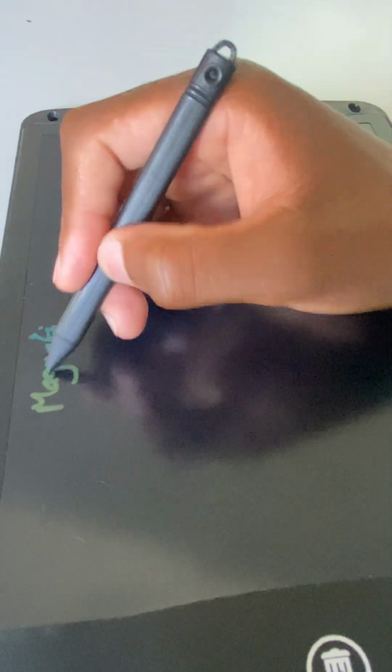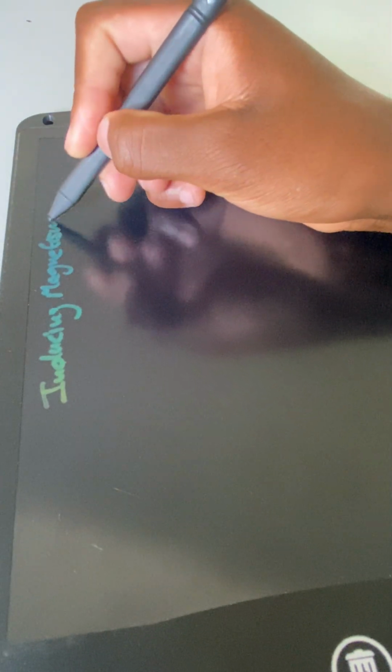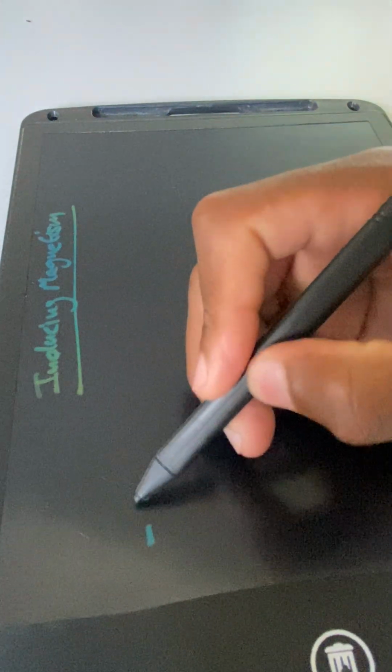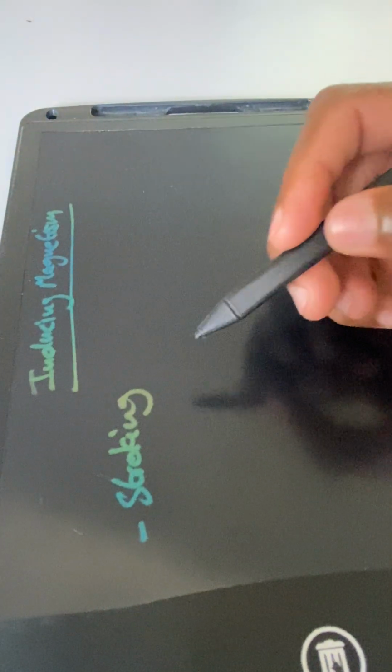Or let's just talk about inducing magnetism. Inducing magnetism, still the same thing as magnetization. So we're inducing magnetism. I think this one is better. The first way to induce magnetism is through stroking. What do you mean by that?